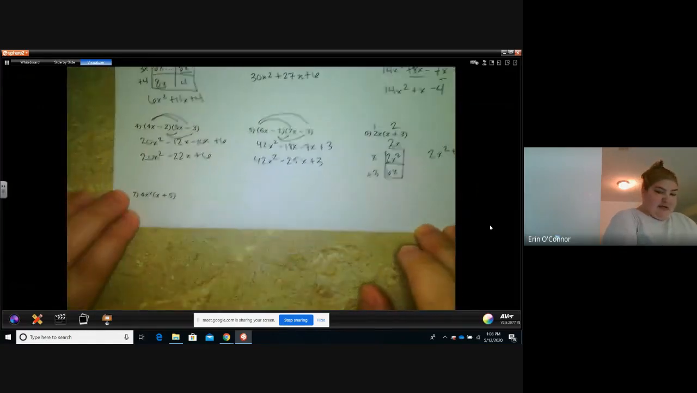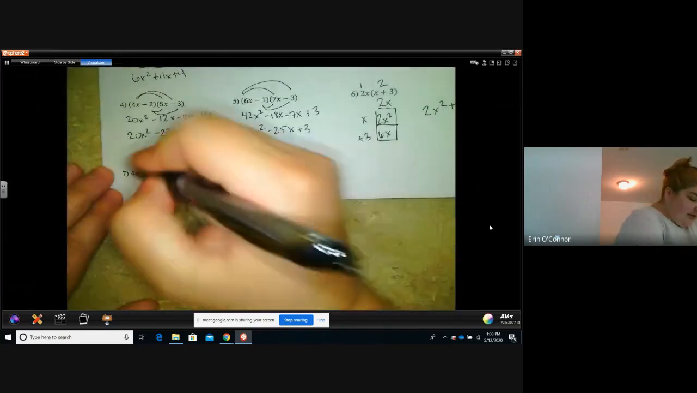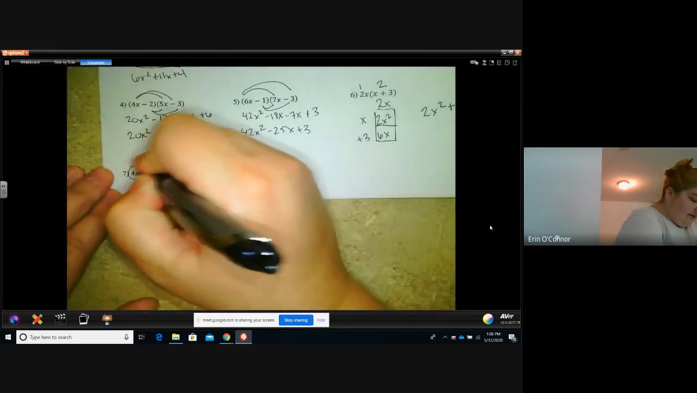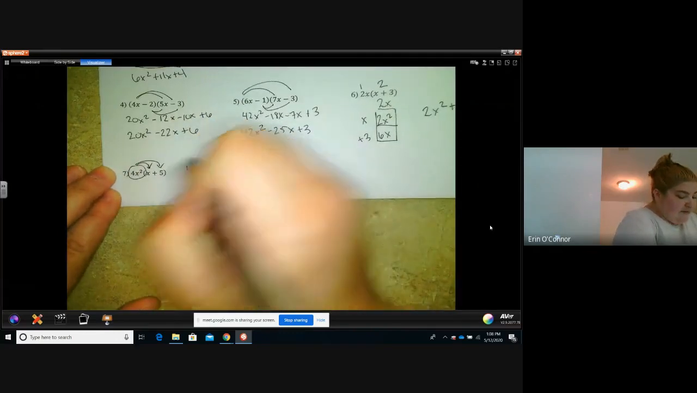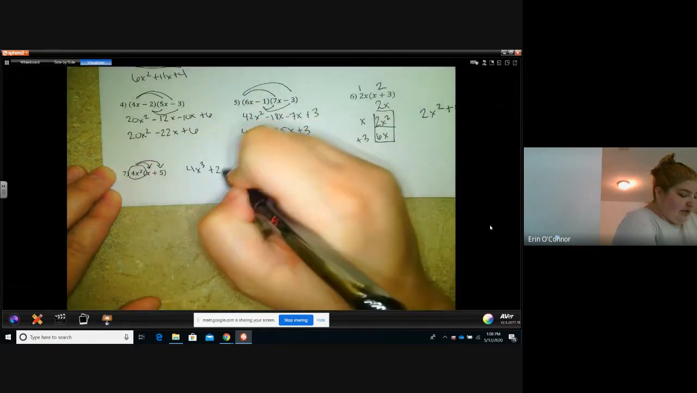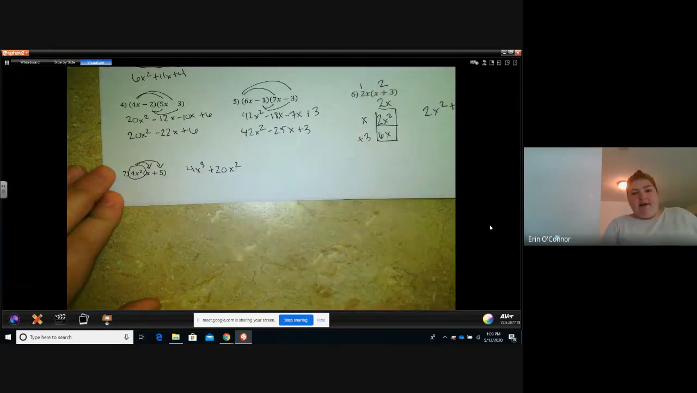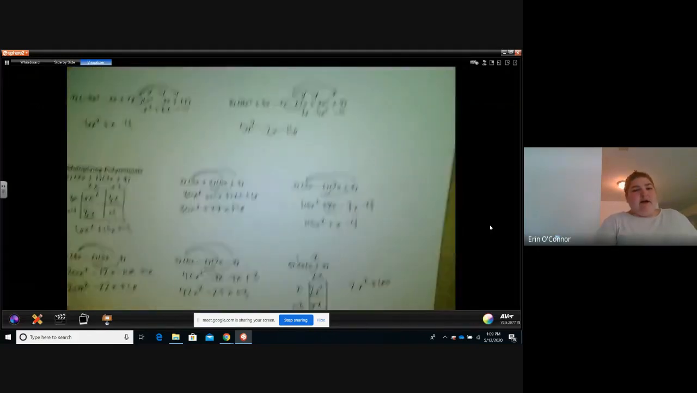This is also a 1 by 2, but instead of doing the table method, you can just distribute this to here and here. 4x squared times x is 4x cubed. 4x squared times 5 is 20x squared. All right. This is just a little reminder of how to do these.